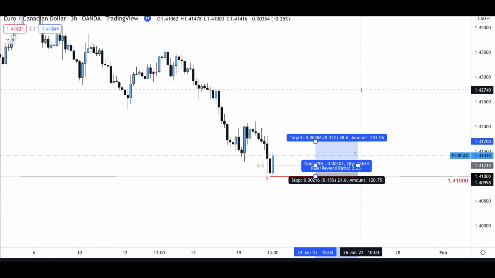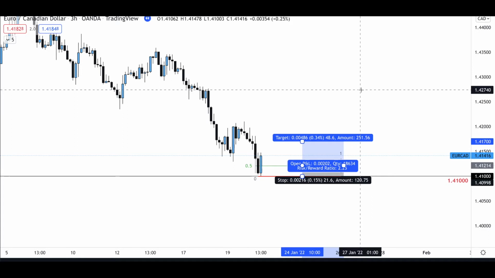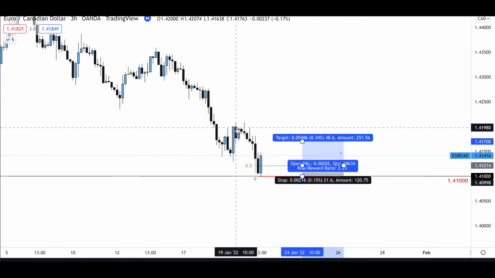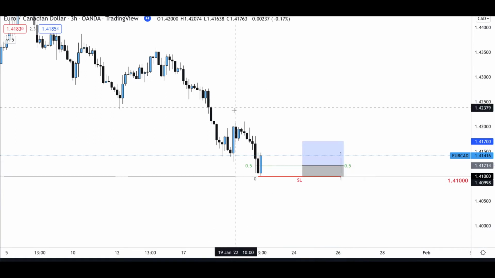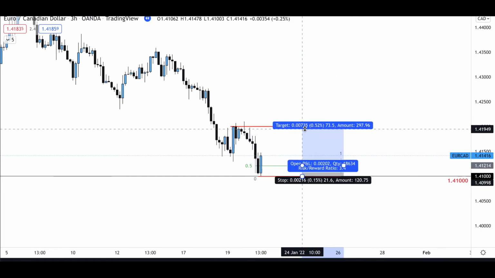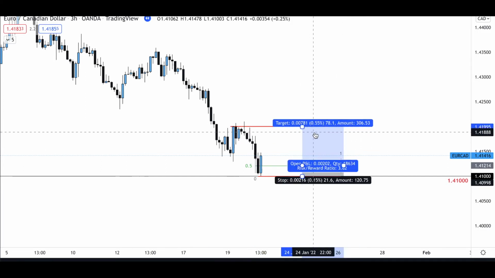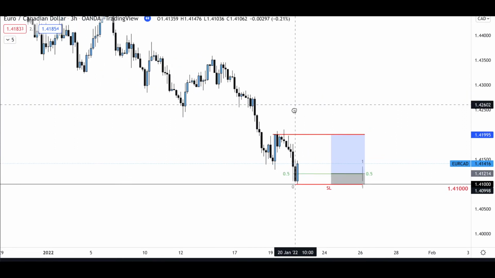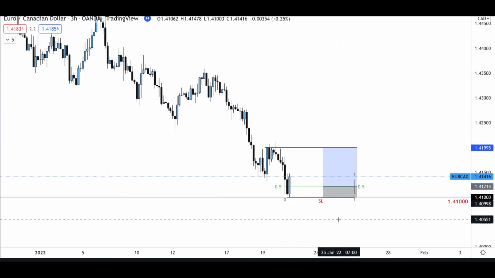Now, where do we want our potential TP to be? There's a couple places you can look at. You can look at price action here. If we drag this up here, that's about 78 pips. Or you can look at price action here.